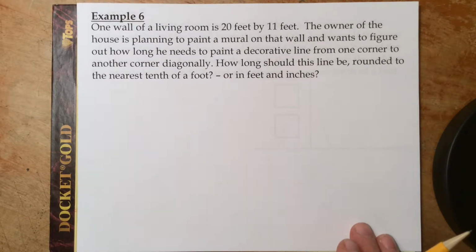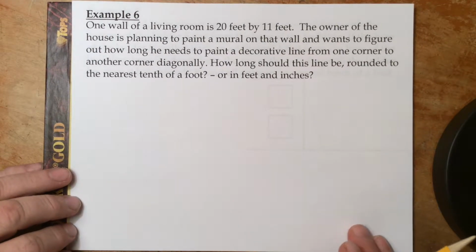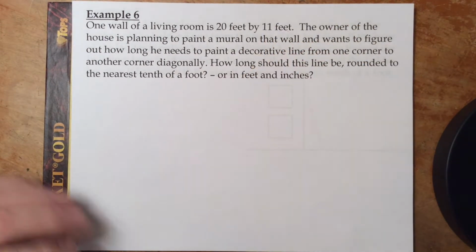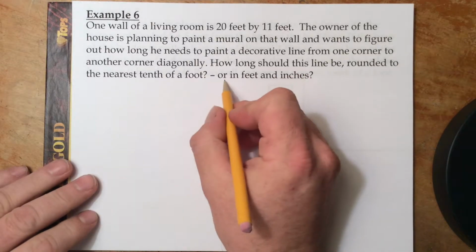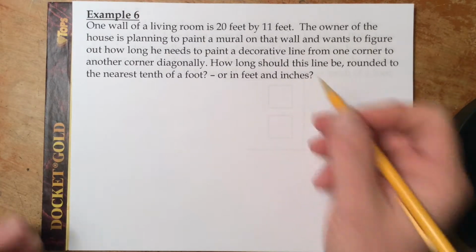Example 6. One wall of a living room is 20 feet and the other wall is 11 feet. The owner of the house is planning to paint a mural on the wall and wants to figure out how long he needs to paint the decorative line from one corner to another corner diagonally. How long should this line be? Rounded to the nearest tenth of a foot, and then it also wants it in feet and inches.